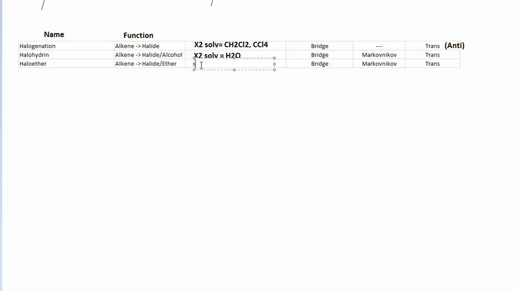And lastly, we looked at haloether formation, which again had X2 as the major reagent, and the solvent in this case was some sort of alcohol. So it was just like the halohydrin formation in that the halide forms the bridge, and then the alcohol attacks the more substituted carbon to give your final product, which again must have trans or anti-stereochemistry. Alright, hopefully that made sense.